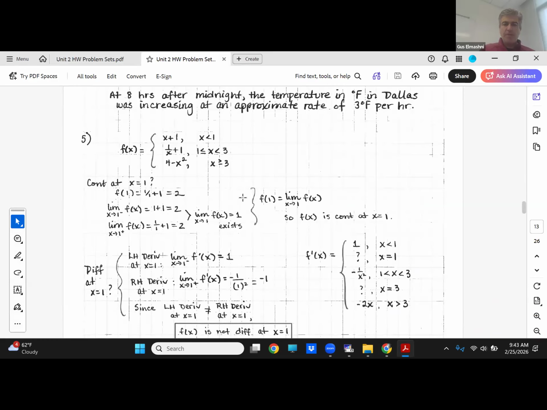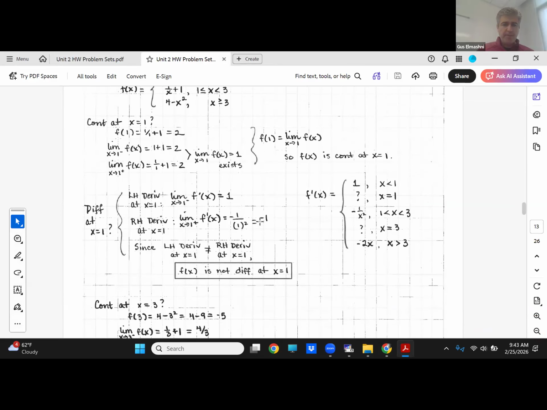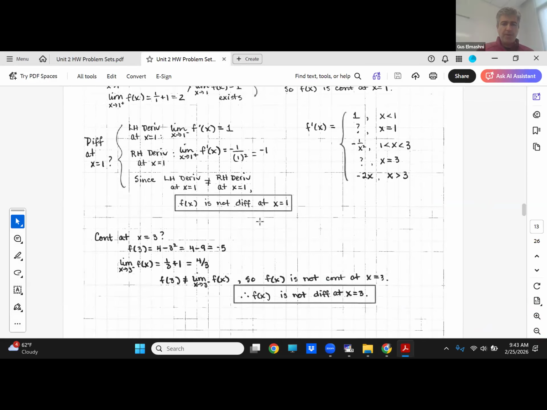So always want to check for continuity, which it is continuous at 1. Then check for differentiability by taking the derivatives. If I take derivatives, you're not going to get the same thing, because you'll get 2 different values. You get 1 and -1. So those are not the same. Then you check for continuity at 3, which is not continuous, so forget about that one as well.